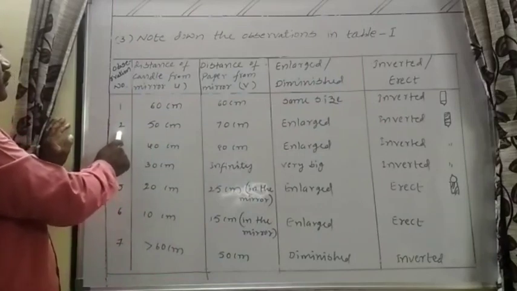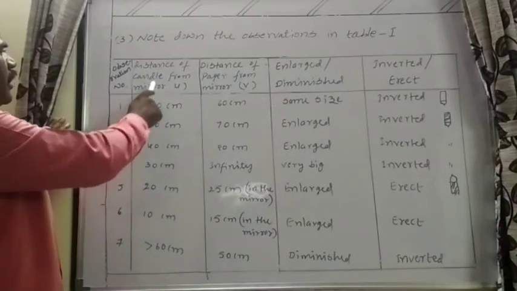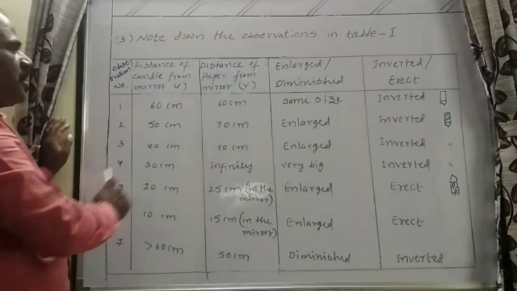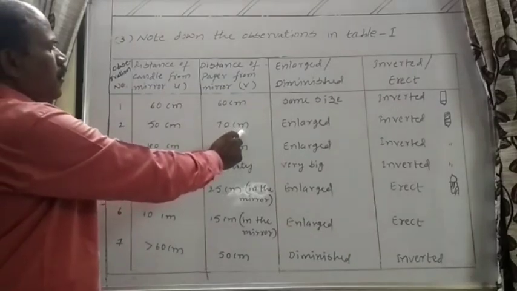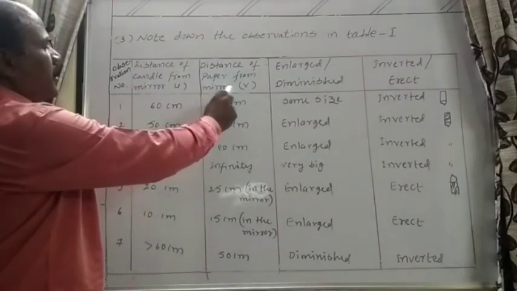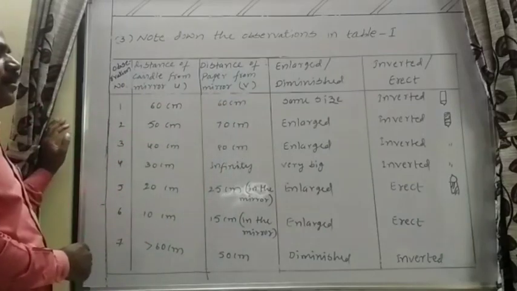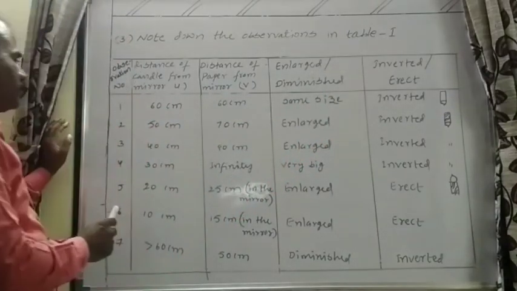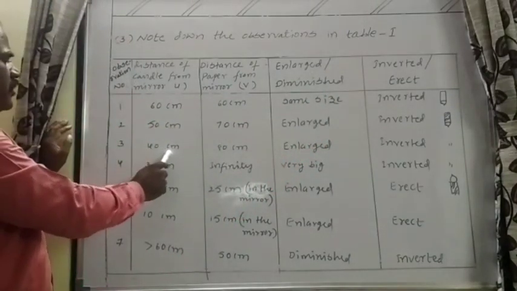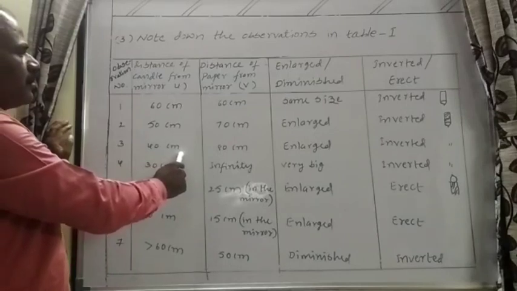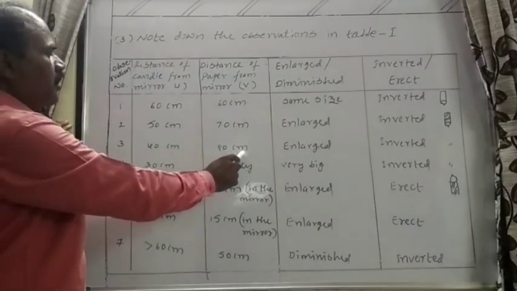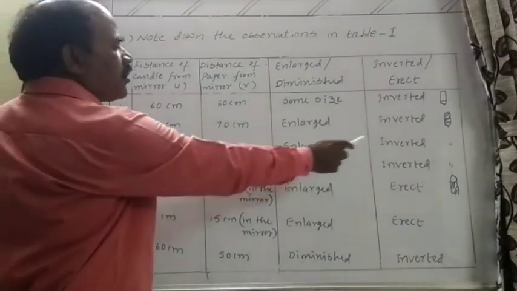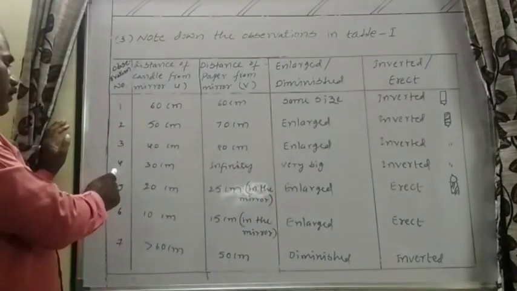Second one, the object or the candle is placed 50 centimeter from the mirror. The image formed from the mirror is 70 centimeter. Type of the image is enlarged and inverted. The candle placed 40 centimeter distance from the mirror. The image formed 80 centimeter distance from the mirror. Enlarged and inverted.